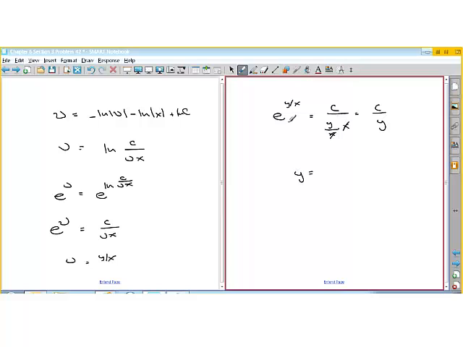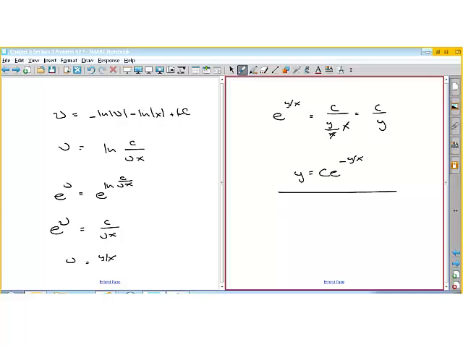So if we solve for y, it's not exactly solving for y, but what we'll do is we'll move this to the numerator on the left-hand side, and this will become c e to the minus y over x. So if you multiply both sides by e to the minus y over x, you'll get e to the 0 here, which is 1. 1 times y is y. You get c times e to the minus y over x. So that's the general solution.